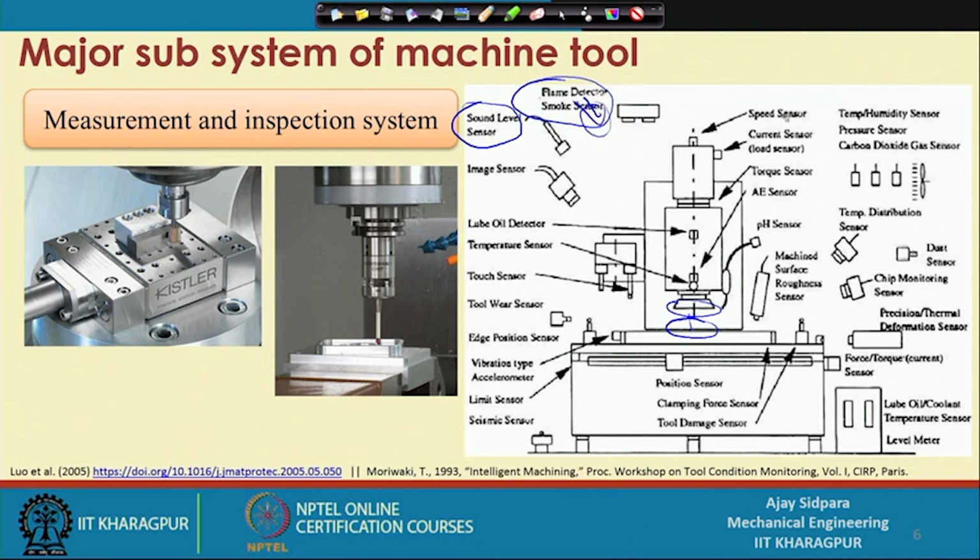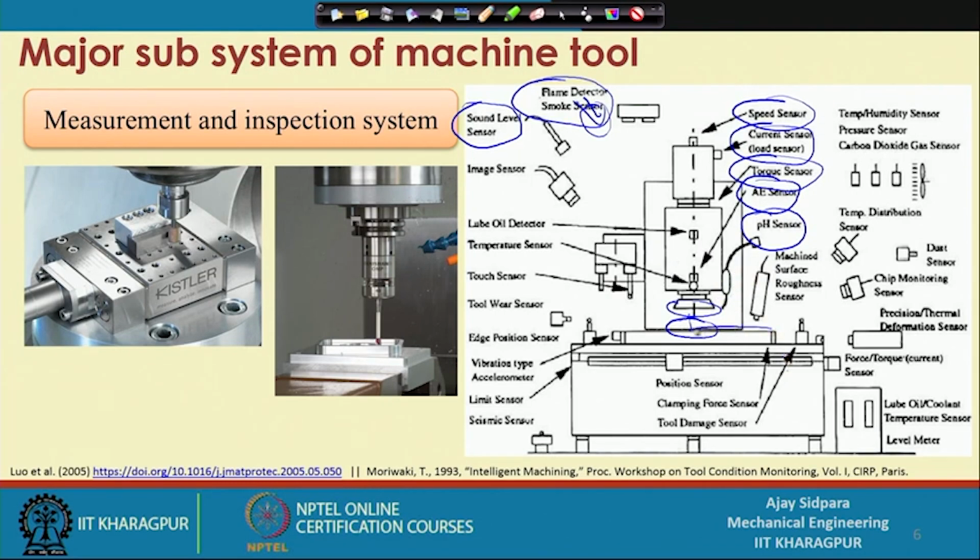So, when you are machining, you have speed sensors, current sensors, and load sensors. That means if you are going with a very high depth of cut, the load on the spindle is very high. At that time you have to provide more current so that it can counteract the load. A torque sensor is available so that you can find out that enough torque is available to cut the material. Acoustic emission sensors and pH sensors are also available. The pH sensor is sometimes important, because when you are using a coolant, you have to maintain or monitor the condition of the coolant also.